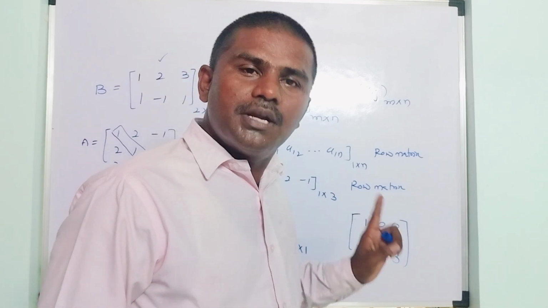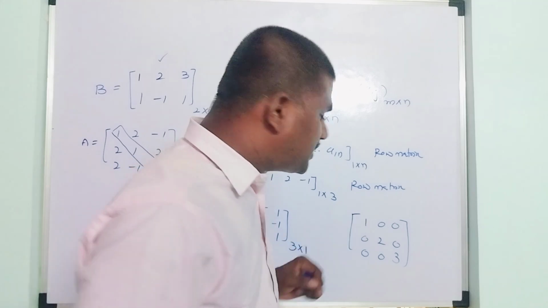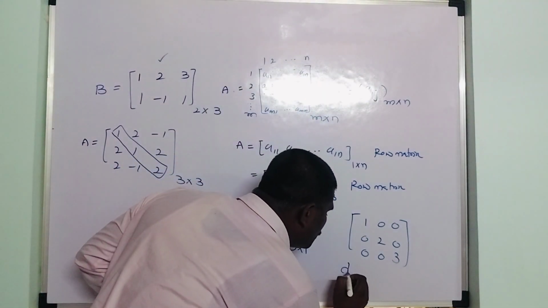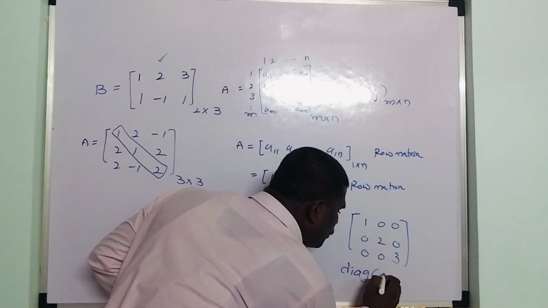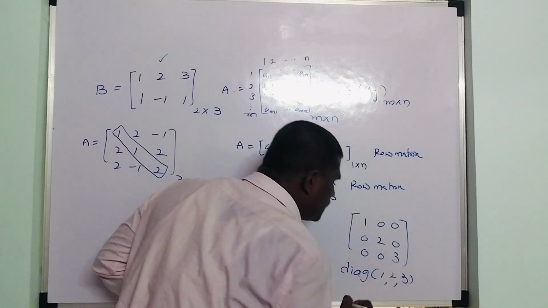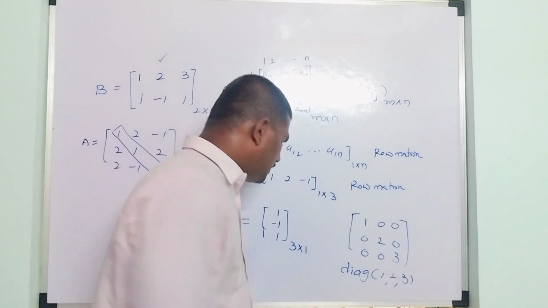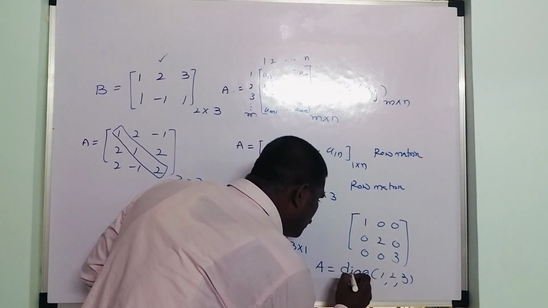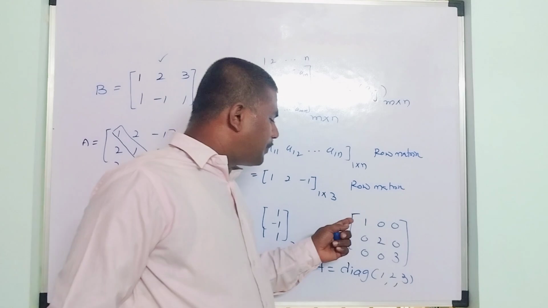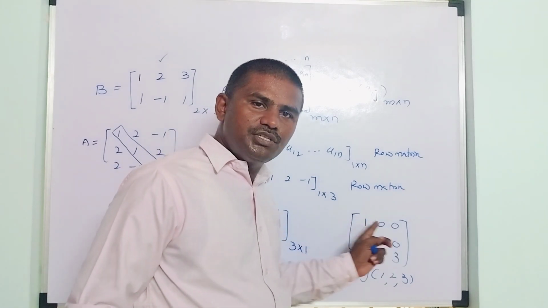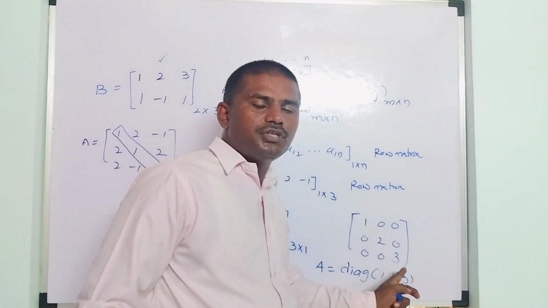This can be represented as diag 1, 2, 3. D-I-A-G, diag 1, 2, 3. Simply you can represent this matrix as diag 1, 2, 3. If you write A is equal to diag 1, 2, 3, it means the matrix representation is like this: 1, 0, 0, 0, 2, 0, 0, 0, 3.